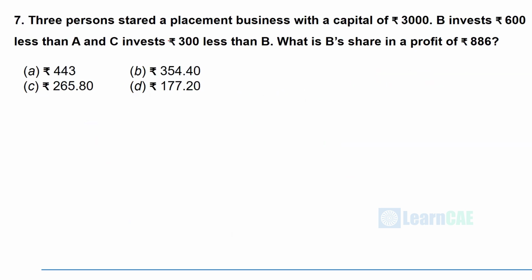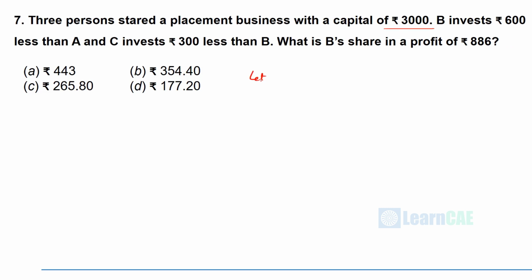Next question. 3 persons started a placement business with a capital of 3000. B invests 600 less than A and C invests 300 less than B. What is B's share in a profit of rupees 886? Okay. So the total capital is 3000.